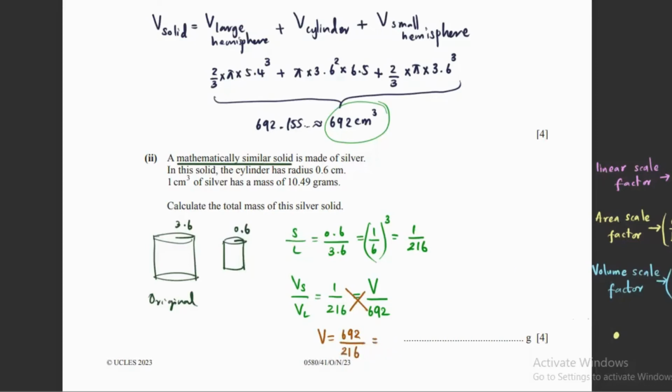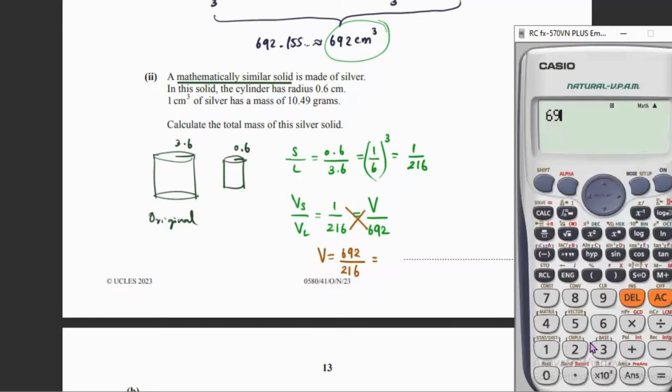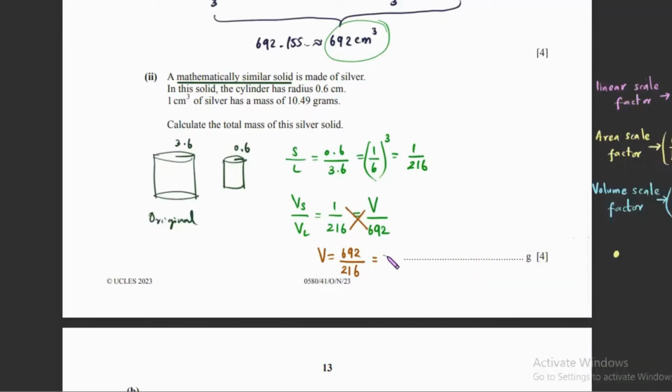So when we do the division for this calculation, we end up getting an answer here. So let's find what we get. 692 divided by 216. This is what we get. So 3.204. So I will write it as 3.204. This is the volume in cubic centimeters.